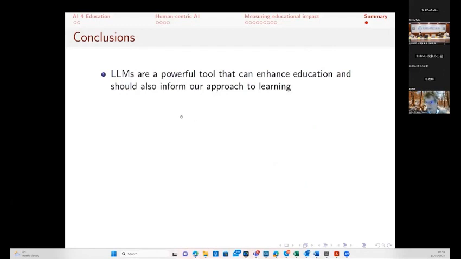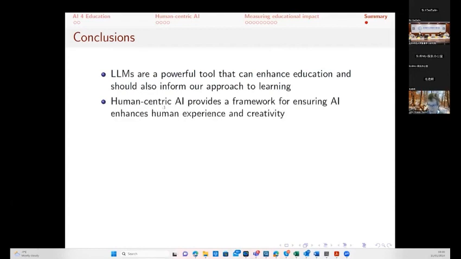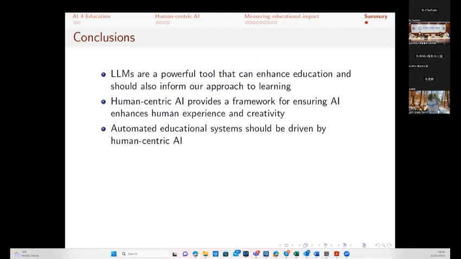So in conclusion, I think LLMs are clearly a powerful tool that can enhance education and should also inform our approach to learning. The human-centric AI I was describing provides a framework for ensuring AI enhances human experience and creativity. Automated educational systems should be driven, I believe, by human-centric AI, and it is very important that we guard against treating humans as objects and trying to force them to adhere to certain, maybe rote learning. We need to think about what it is that we are trying to instill in users, and LLMs are making that more focused perhaps than it was before.